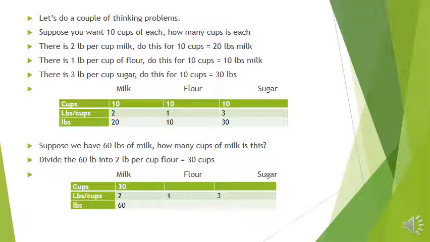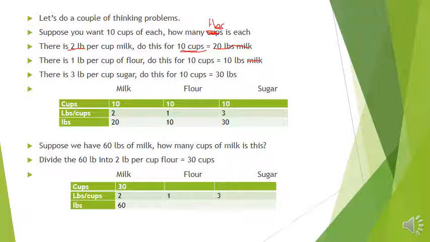Okay, so let's do a couple thinking problems. Suppose you want 10 cups of each one of the ingredients. I want to know how many pounds of each. Well, there are 2 pounds per cup of milk, and I need 10 cups. So how many pounds would that be? It'd be 2 pounds 10 times, for 20 pounds of milk.